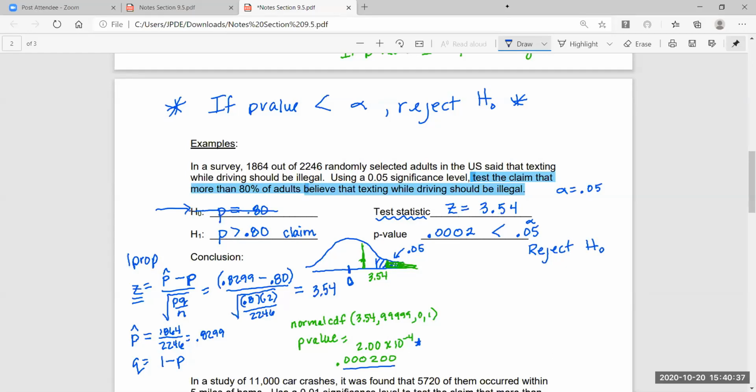So that means we're rejecting it. We're throwing it out. We would write our conclusion using our table. Does the original claim have an equals? No. And then we reject. So we will say there is sufficient evidence to support the claim that more than 80% of adults believe that texting while driving should be illegal. I'll paraphrase.